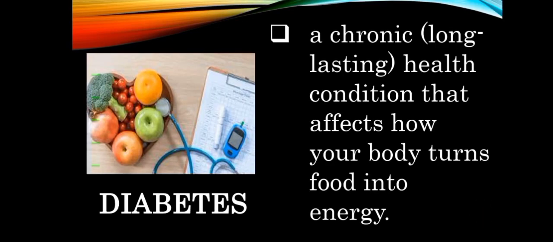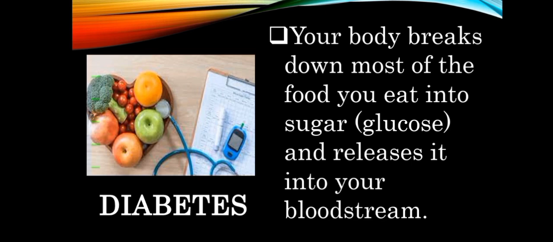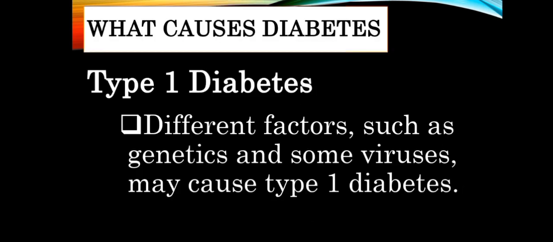Next, we have a chronic illness called diabetes, a chronic or long-lasting health condition that affects how your body turns food into energy. Your body breaks down most of the food you eat into sugar or glucose and releases it into your bloodstream. We have two types of diabetes, called type 1 and type 2 diabetes.